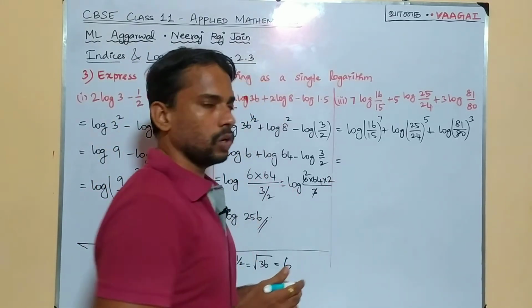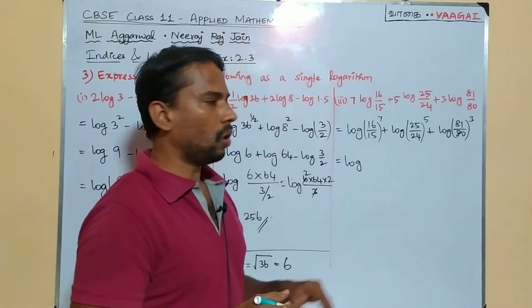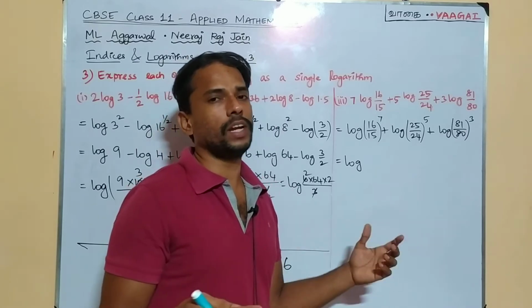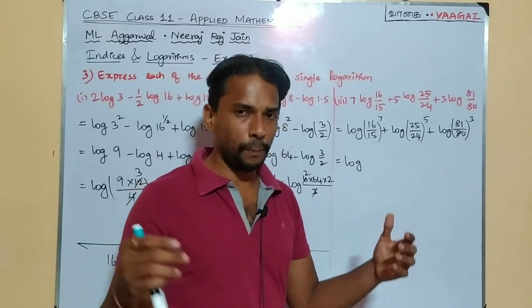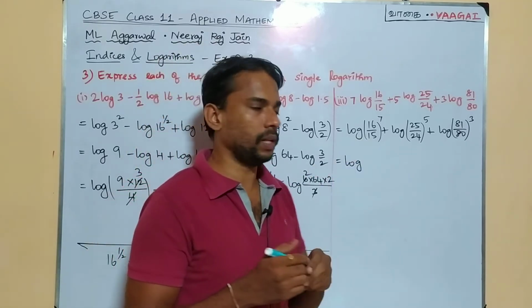So now again continue. So what we will have now is log of. Since all the log values are added, what we can do in between? We can try to write as a single logarithm and we can multiply all these values, right? Whatever we have inside, we can multiply them, right?